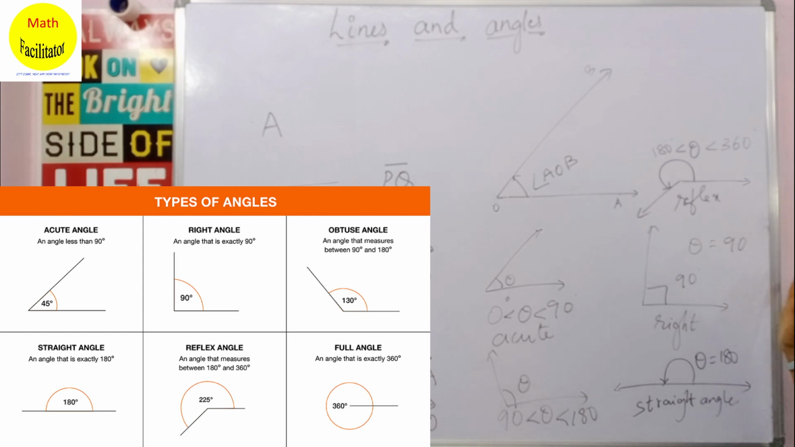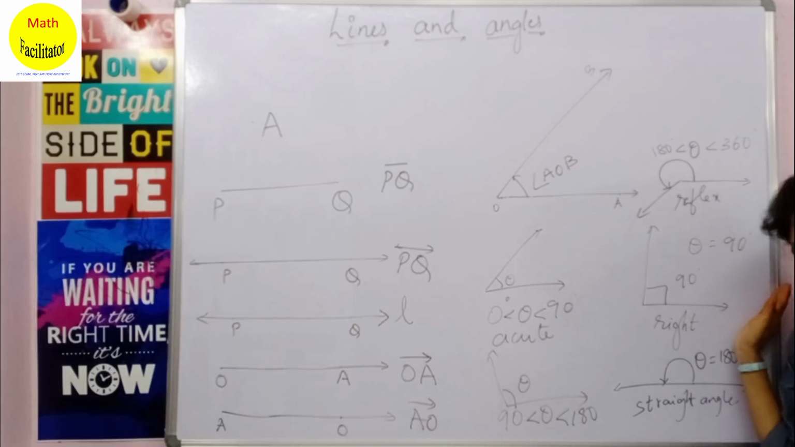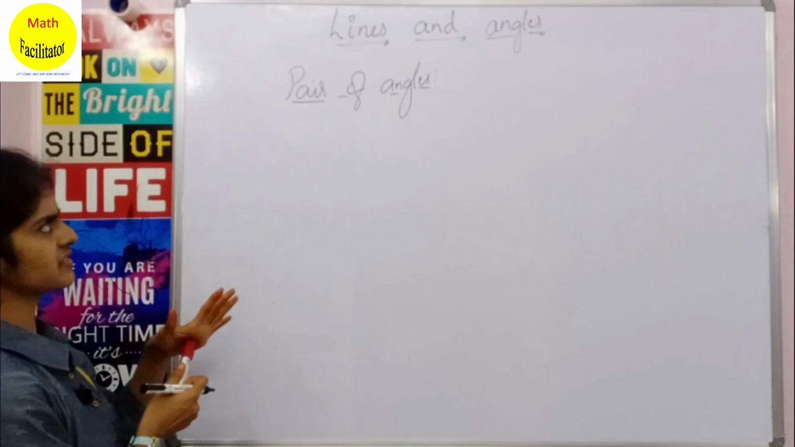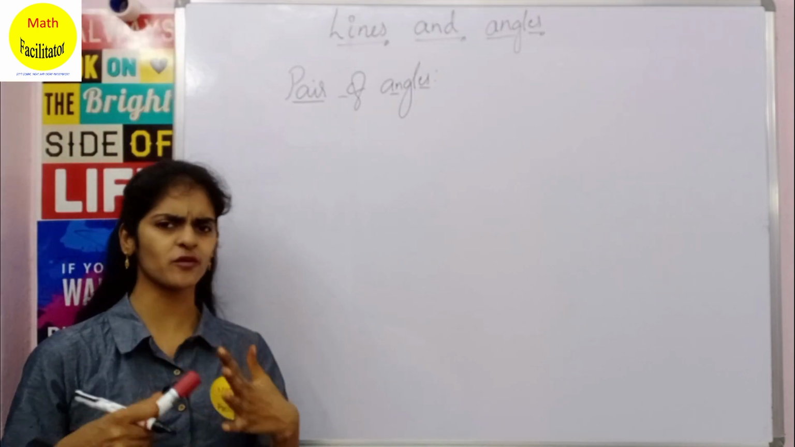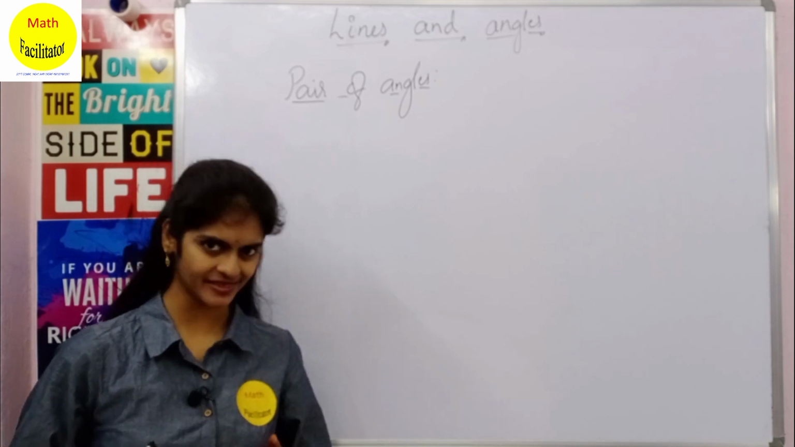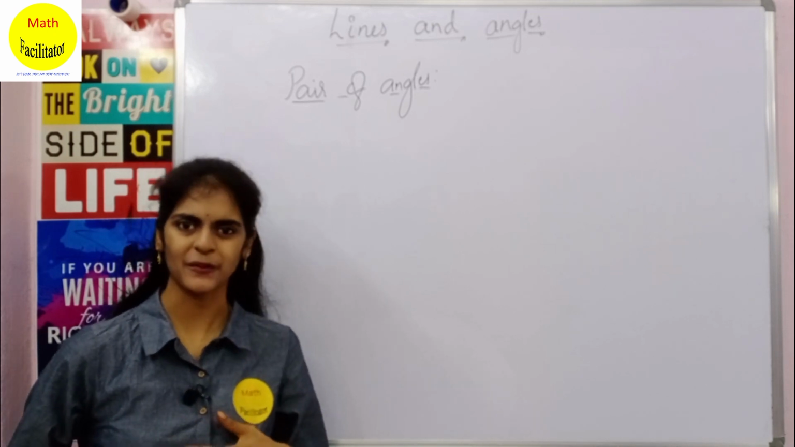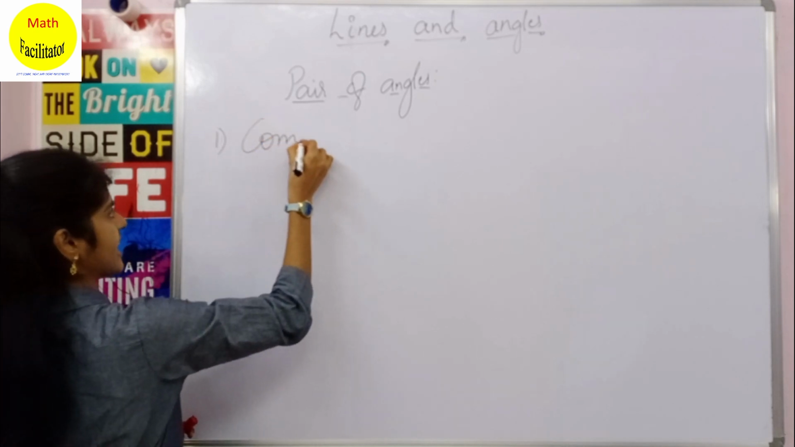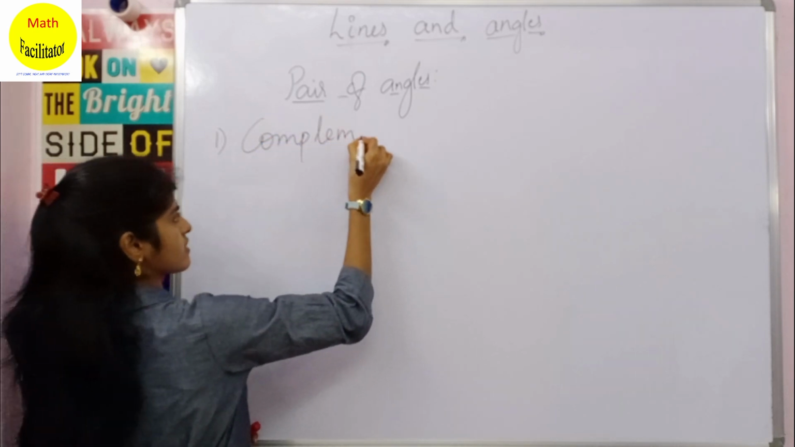Clear? So these are the different types of angles which we have learned in our earlier classes. Now let us talk about pair of angles. So this also you have learned in your earlier class. Now can you tell me what are the different pair of angles you have learned? Yes, do you remember? So the first type of pair of angle is complementary angle.